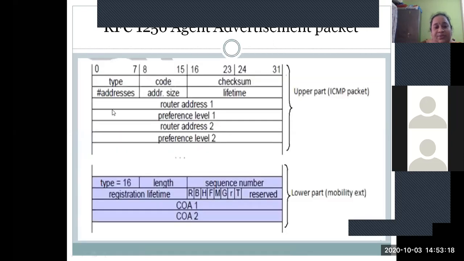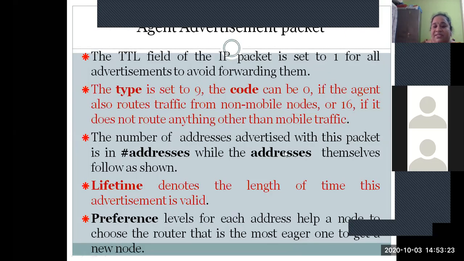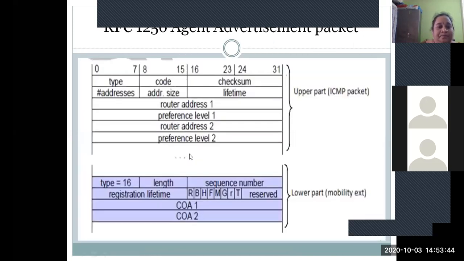And coming to the next one, that is the number of addresses. The number of addresses advertised with this packet is in the number of addresses field, while the addresses themselves follow as shown. So this particular addresses field is going to show how many addressing packets have been delivered until this time. That count will be noted at that particular moment.